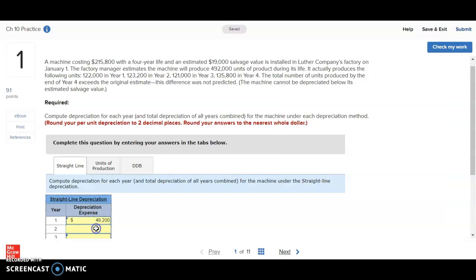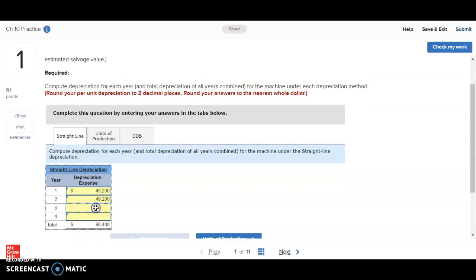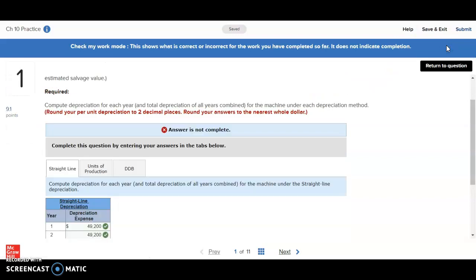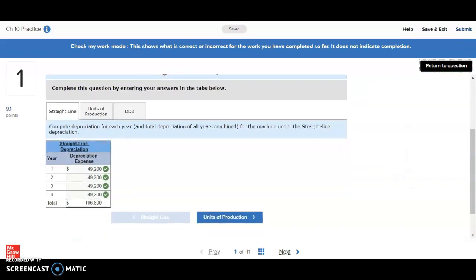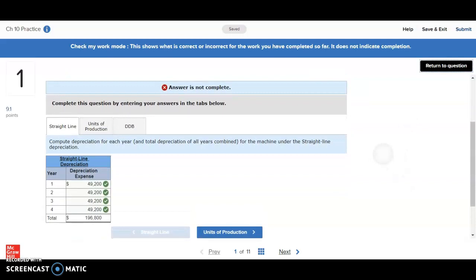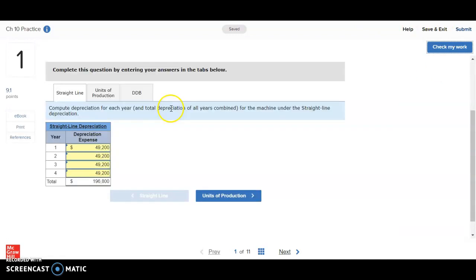For year 2, it is $49,200. Year 3 and 4, same thing. It's not going to change from one year to the next with straight line depreciation. So we see here that we get a total of $196,800. I'm going to hit check my work so that you can see that it is correct. It does show that it's not complete because we still need to do the units of production and the double declining balance. So now let's move on to the units of production.